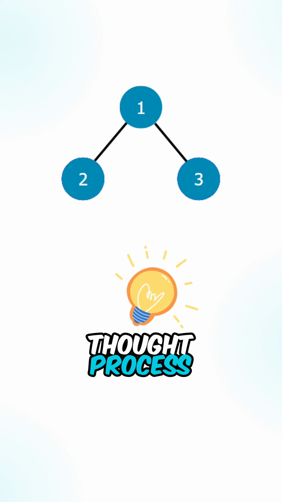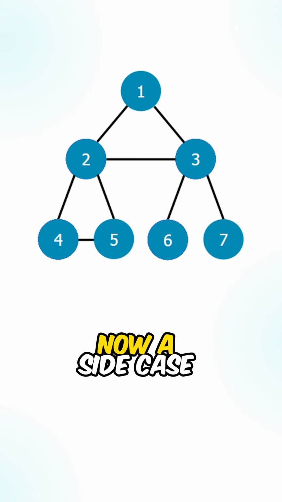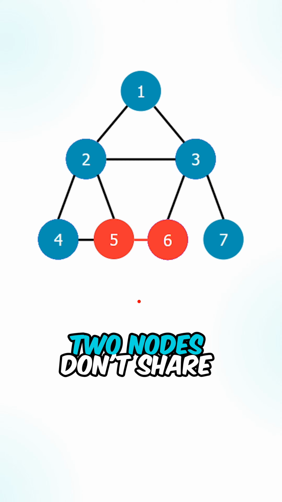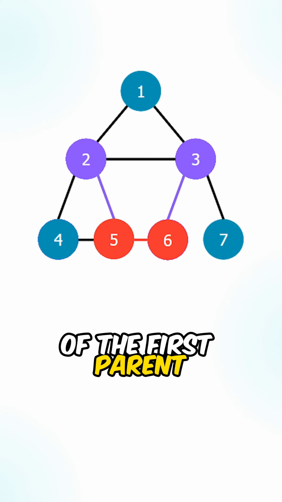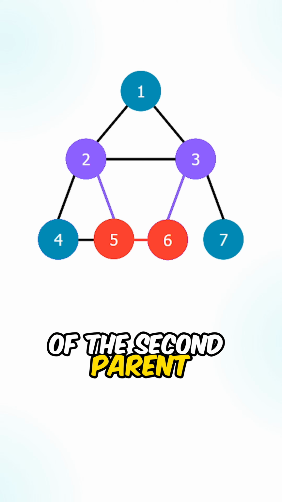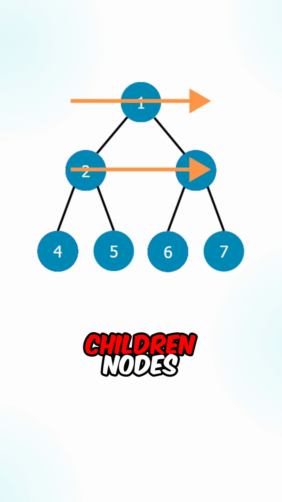Let's go over the thought process. For each of the parent nodes, we can connect the 2 children nodes. Now a side case that we need to handle is when 2 nodes don't share the same parent node. What we can do is set the right child of the first parent's and the left child of the second parent's. We will be visiting the parent nodes row by row to connect all the children nodes.